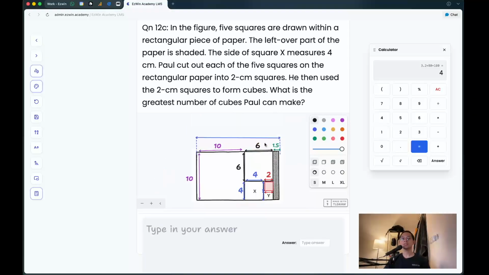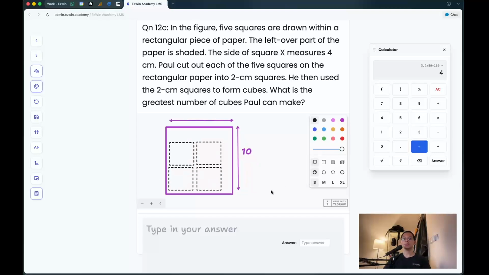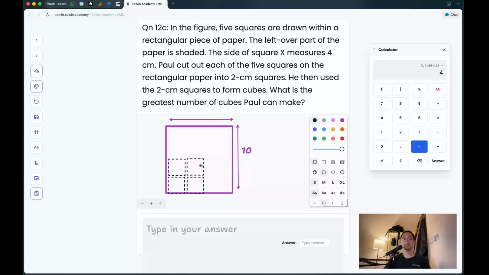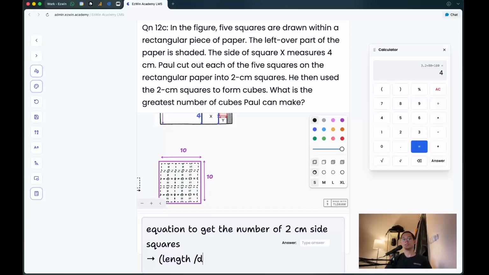So in this case, for the 10 by 10, I'm going to reduce this to just 10, this to 10. So that means this 2 by 2 over here will be definitely smaller. And we can literally cut out exactly, in this case, 5, right? So in a way, it's pretty manual for the 10 by 10 square. So the equation to get the number of 2 centimeter side squares is length divided by 2, times breadth divided by 2.